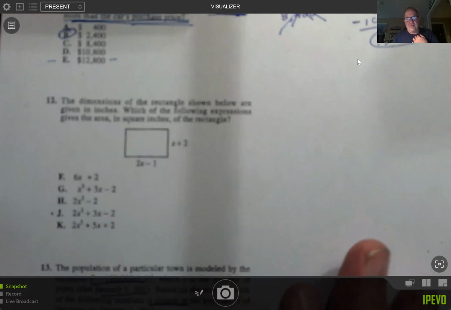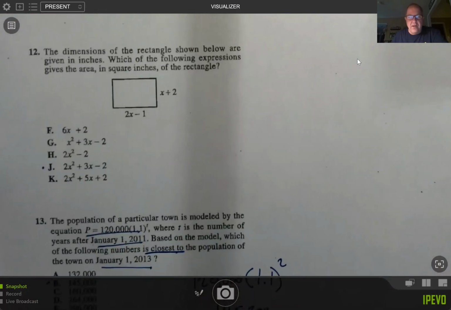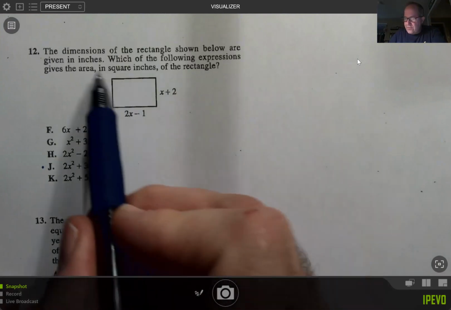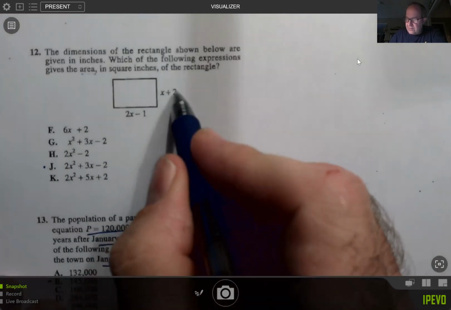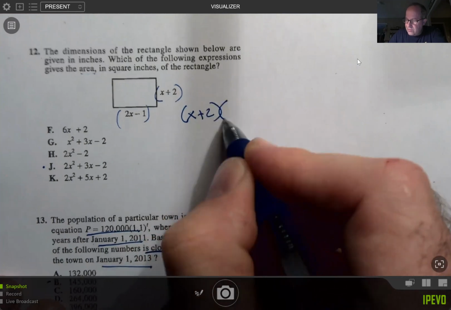I know a lot of you love foiling and multiplying things out. But we don't have to multiply all these out all the way. We're trying to find the area of this, right? So isn't it like we're going to take this times this? So we're really doing x plus 2 times 2x minus 1.